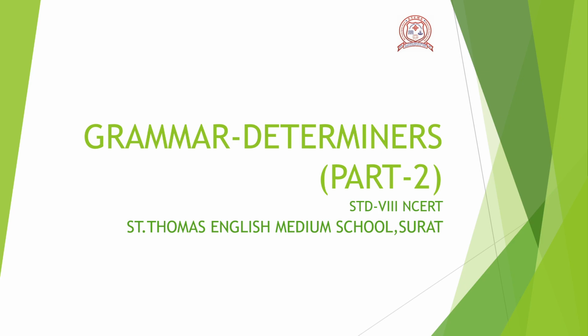Hello students, welcome back. Now we are moving on to part 2 of our grammar chapter, determiners. In the last class we learned what a determiner is, what the different types of determiners are, and also we learned about articles. We stressed on articles, what the indefinite articles are and what the definite article is.